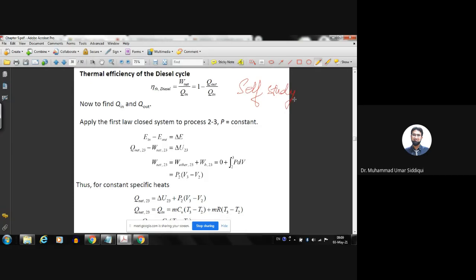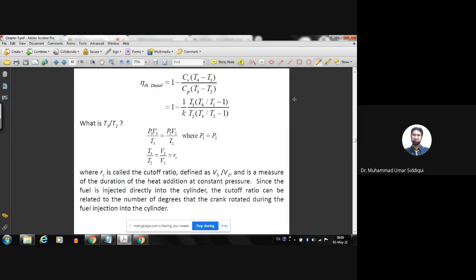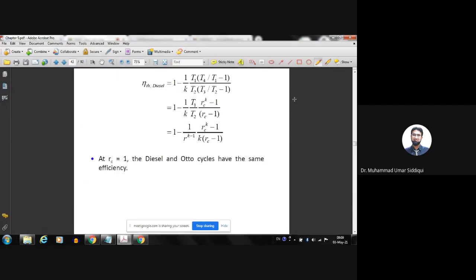Well, I will just discuss the end result. The end result is that the thermal efficiency of the diesel cycle is 1 minus 1 over R^(K minus 1), into (RC^K minus 1) divided by K into (RC minus 1). So it's all about K, R, and RC. So we can directly determine it. Again, this formula is only usable if you have the cold air standard assumption, or the approximate analysis, or if the constant specific heat assumption is valid.